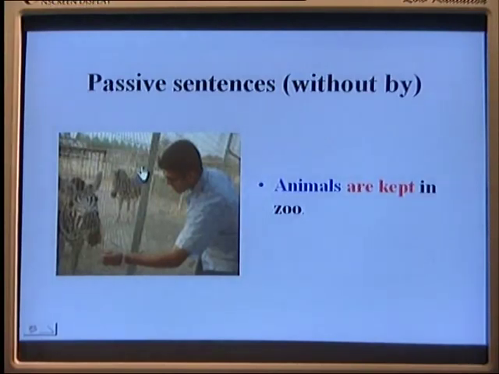Now, look at another example. Look at this, this is a zoo. So, animals are kept in the zoo. Do you know the doer? You don't know the doer, and the doer is not important at all here. It is understood. Therefore, you need not use the doer or the by phrase in passive voice. So in these kinds of cases also we use passive sentences, that is, animals are kept in the zoo.